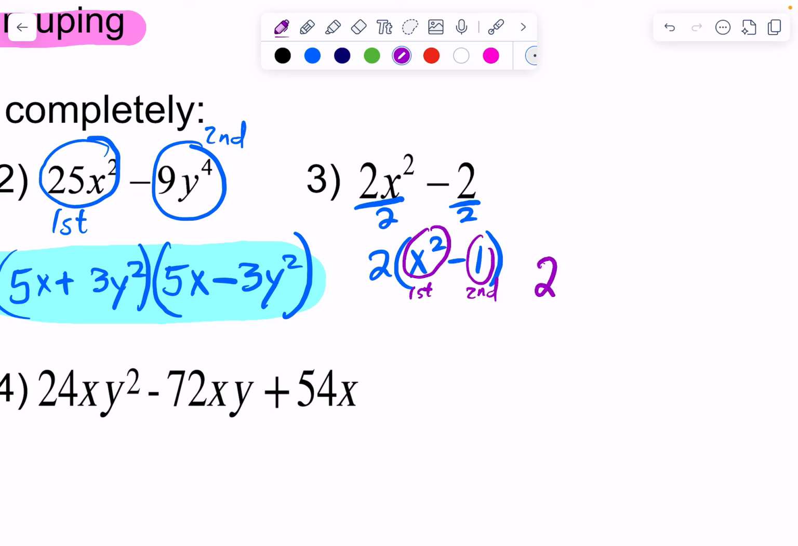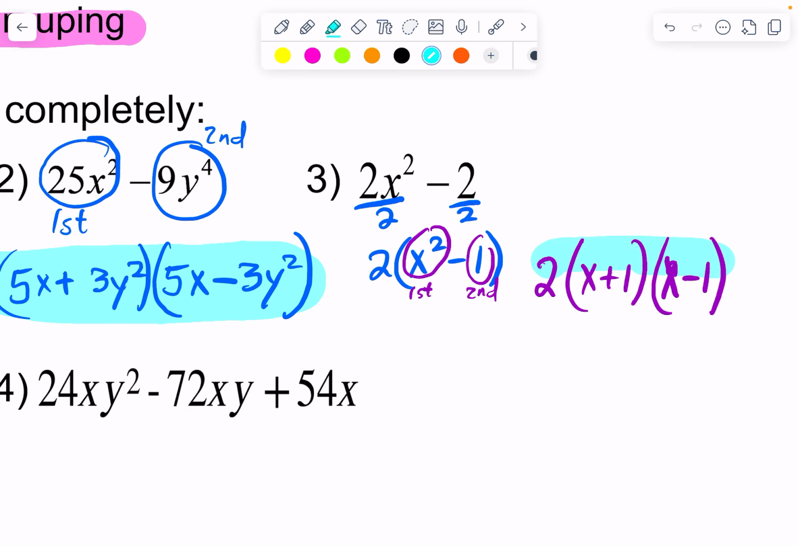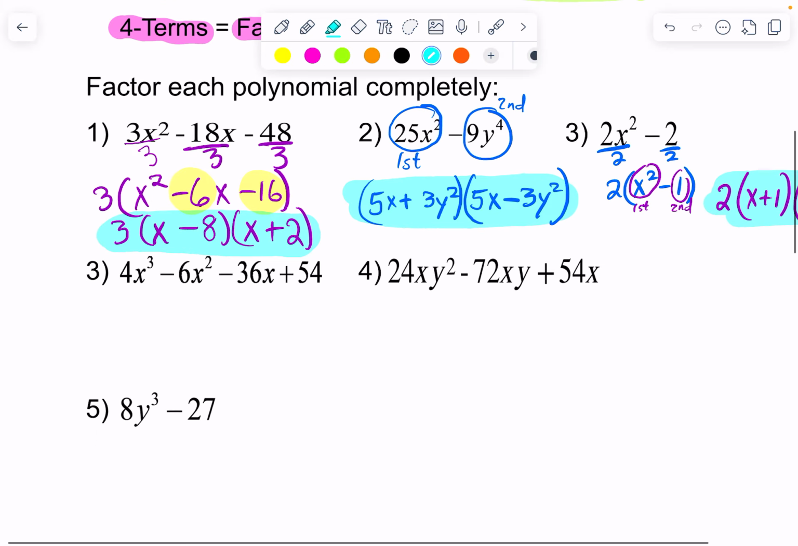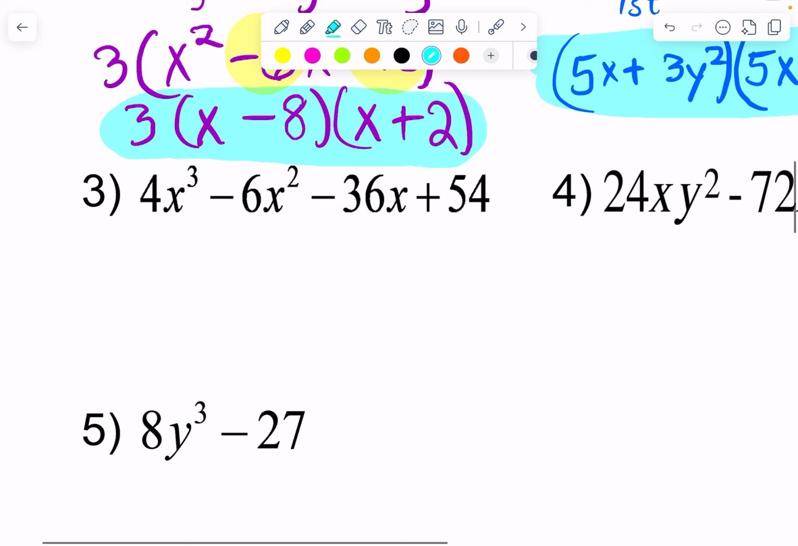So my answer is going to be 2 times the square root of the first term plus square root of the second term times square root of the first term minus square root of the second term. And there we have it. Perfection. Okay. Next, number 3 rather.